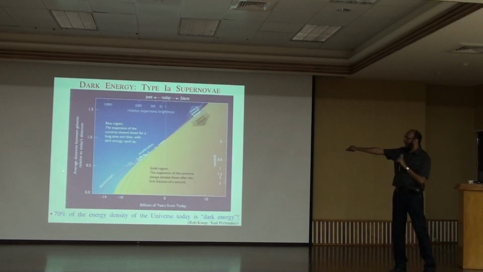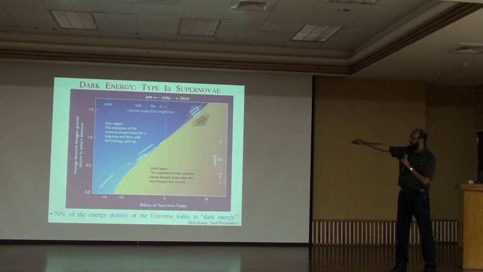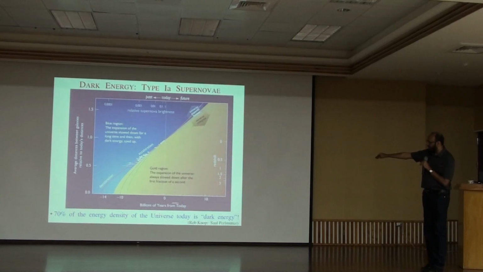This is a plot of the average distance between galaxies relative to today's distance. The x-axis shows time. Today is at 0, and this is backwards in time: 10 billion years, 14 billion years, and so on. And this is forwards in time.